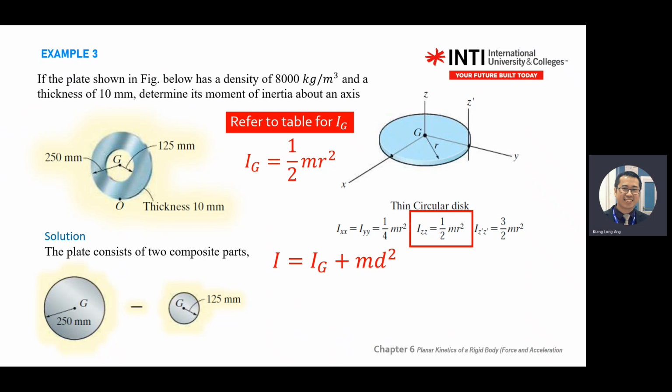Second equation, as I mentioned, you write this equation, you get another point: I equal to Ig plus md squared. Every time you see a G inside the question, you write this equation. Ig you refer to the table or chart, right? So Ig from the chart is half mr square, and md square you copy. This is for one body only. If you have two bodies, you need to do 2 sets. Okay, how to calculate m for the big body? You have the density, the radius, and the thickness. You're able to find the mass for the first one, and the second one is also the same, right?